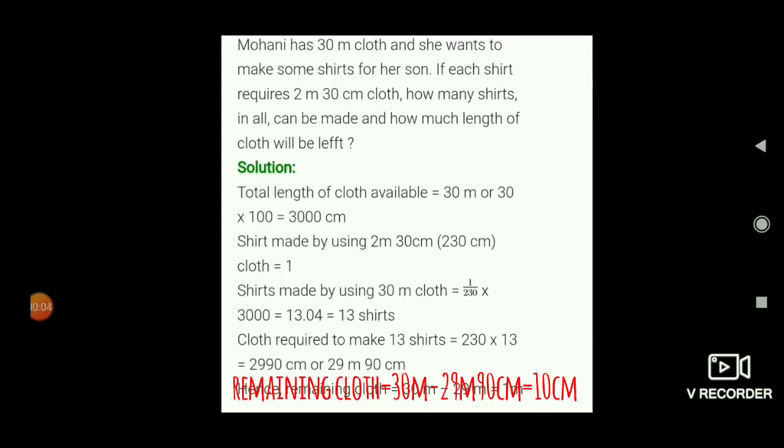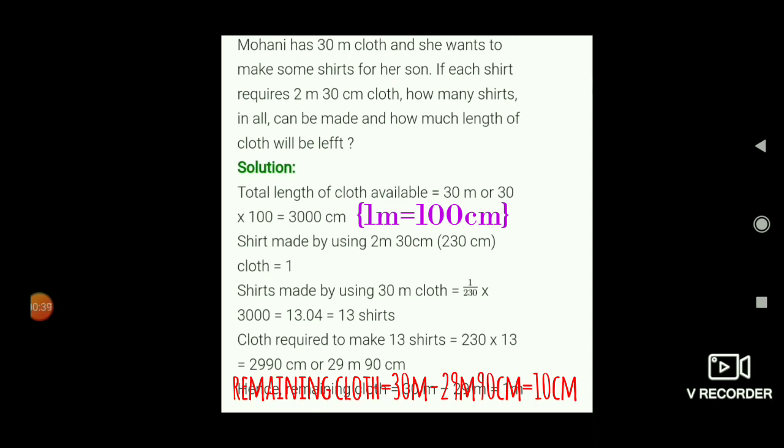Our fourth question read as, Mohini has 30 meter cloth and she wants to make some shirts for her son. If each shirt requires 2 meter 30 centimeter cloth, how many shirts in all can be made and how much length of cloth will be left? So, total length of cloth available to Mohini is equals to 30 meter. As we know, 1 meter equals to 100 centimeter, so 30 meter equals to 3000 centimeter.